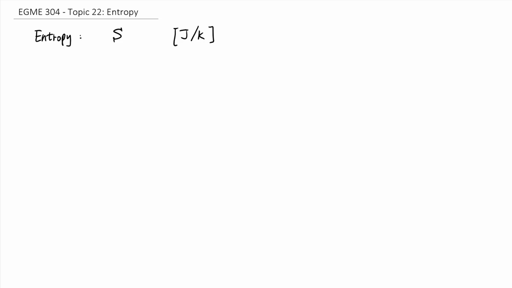So first of all, we use big S for entropy, and if we divide this entropy by mass, this is called small s, and small s is called specific entropy. Specific entropy has a unit of joule per kilogram per Kelvin.